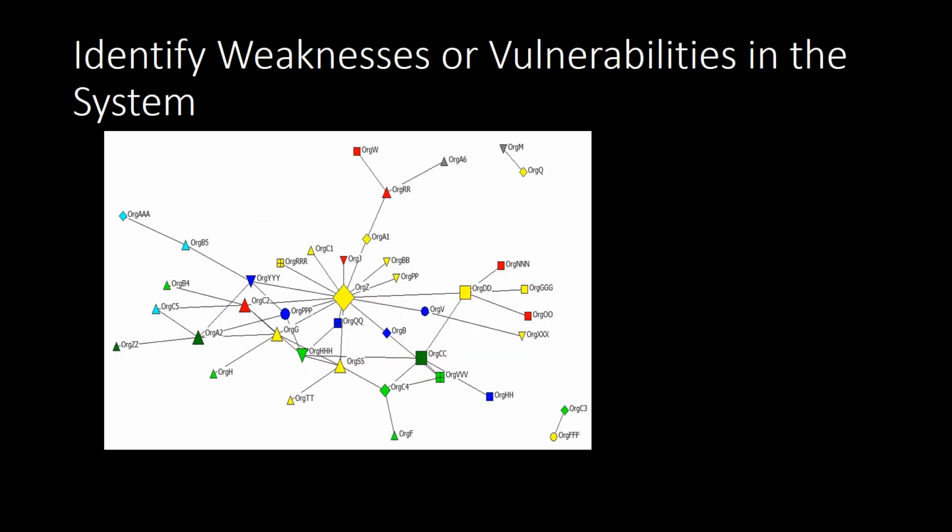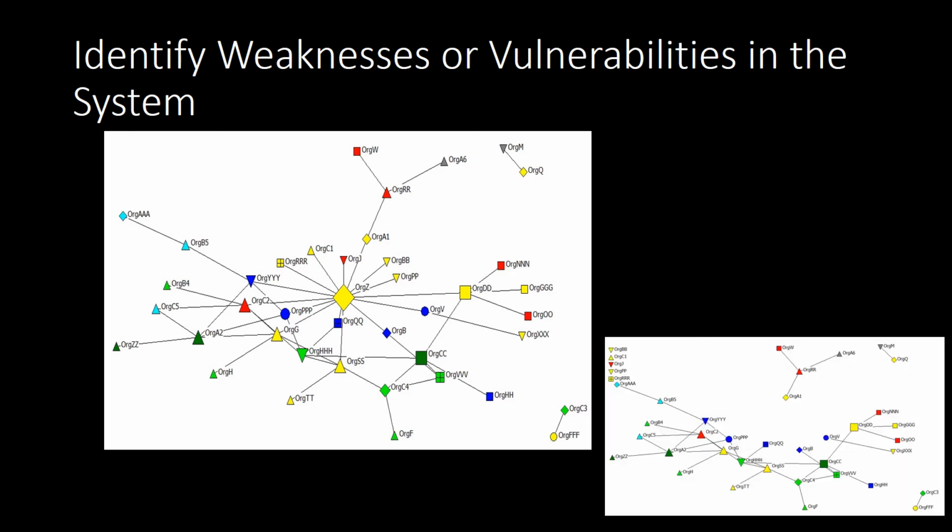In addition to identifying the strengths, the network analysis can be used to identify weaknesses or vulnerabilities in the system. For instance, the image here is the one presented earlier, the food distribution network. Most of the food distribution is reliant on the yellow diamond, or Z. Such a reliance can cause inefficiencies like bottlenecks or vulnerabilities, because what would happen to food distribution if org-Z was not able to continue to do its part?